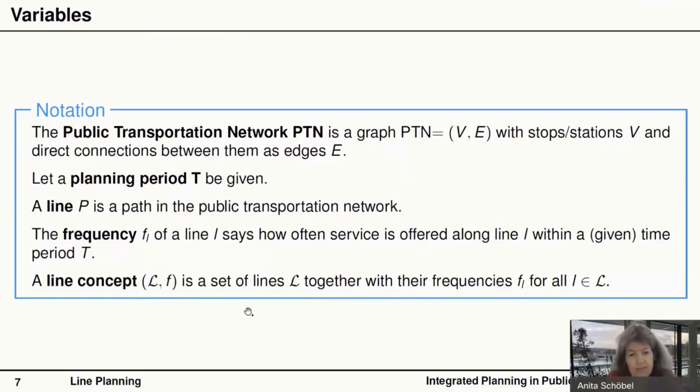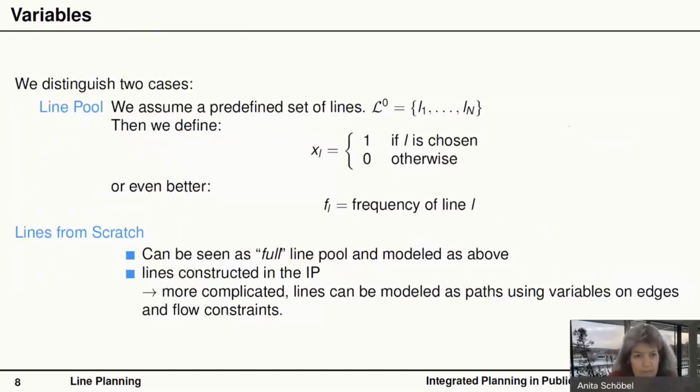But still, this is just a notation and not really a variable. So that is not an X variable or whatever. So what could we do about this? And this is done in literature by distinguishing two cases. The way most authors proceed is that we assume that we have a line pool. A line pool is a set of lines which has been given in advance.